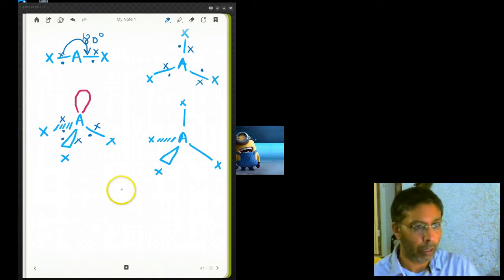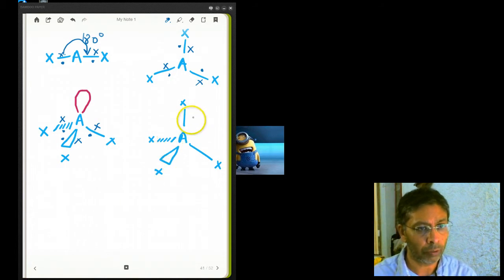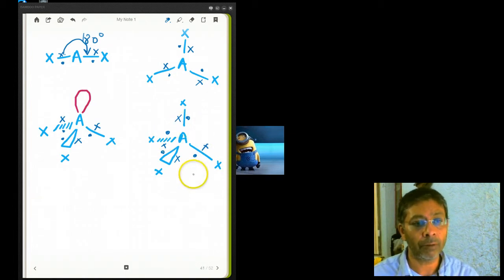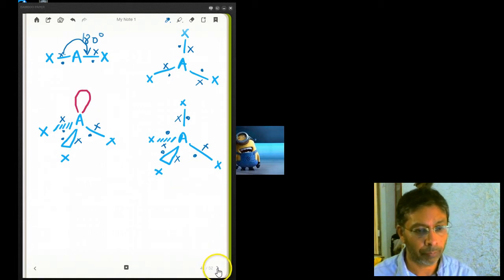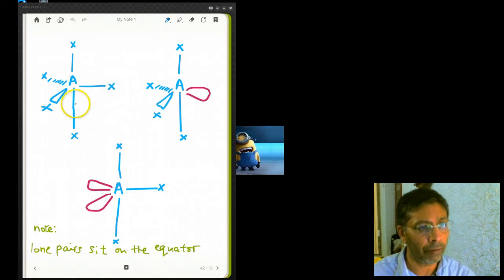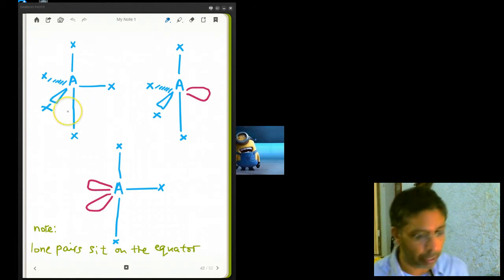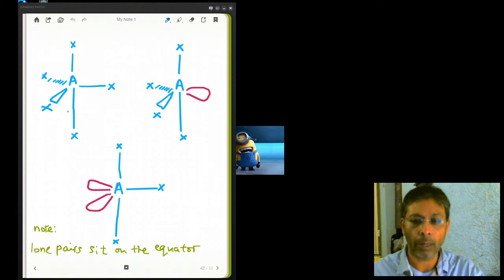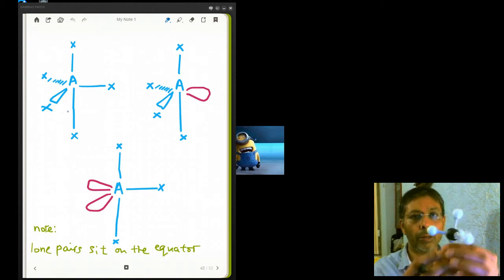Okay, this one here, 1, 2, 3, 4, all of them are bonding pairs. Let's draw them in. 1, 2, 3, 4 electron regions, and therefore that has to be a tetrahedral shape. Okay, let's look at this one here next. If you've got 5 electron regions, 1, 2, 3, 4, 5, then it will be a trigonal bipyramid. Let me show you that one. Okay, here we are. There we go. Trigonal bipyramid.